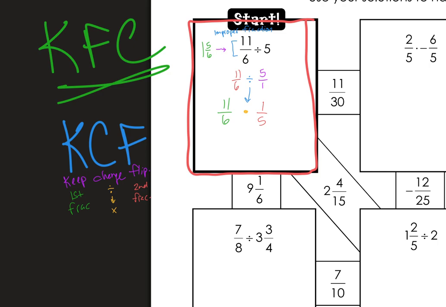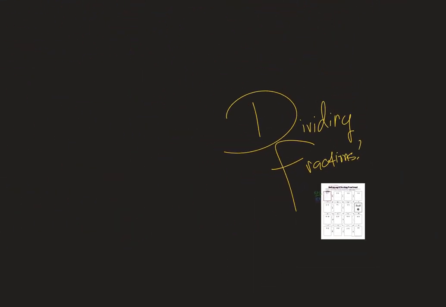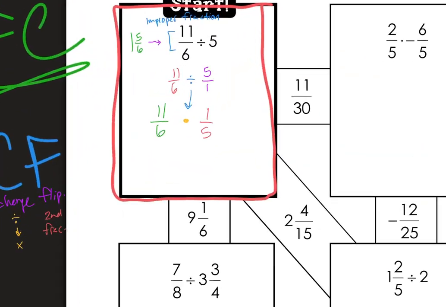Why do we flip it? Because guess what? Multiplying, in fact, I'm going to zoom out. Multiplying by the reciprocal is how you divide by fractions. In fact, multiplying by the reciprocal is how you divide, period. Okay? So let's zoom back in here.